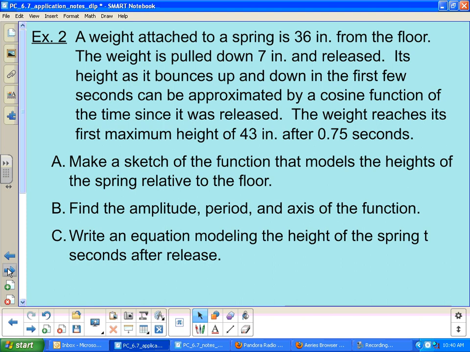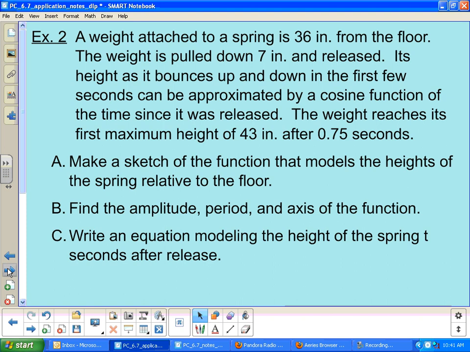Okay. So I've got that spring, and I've got it hanging out 36 inches above the floor. And then what I'm going to do is I'm going to pull that spring down 7 inches from where it currently is. So now how high above the floor is it? It's 36 minus 7. It was at 36 that I pulled it down. So now it's only 29 inches up. And I let it go. What do you think a spring's going to do if I let it go? It's going to go up, and it's going to go down.